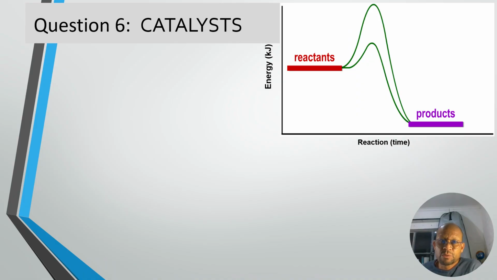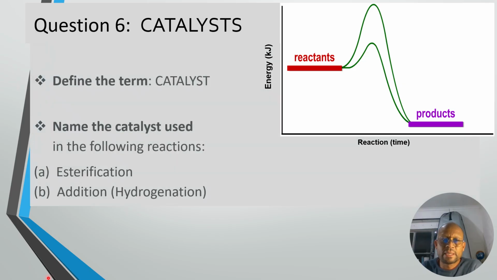Okay, question 6, we're going to look a little bit closer at catalysts. And over here, I have a reaction. My reaction is taking place where the reactants are reacting. It is reaching the activation energy, and then it decreases. You can see this is an exothermic reaction, and I'm producing products. Okay, let's see what this particular question is about.